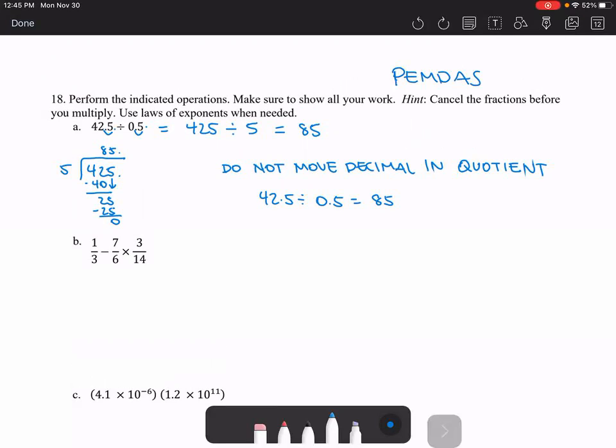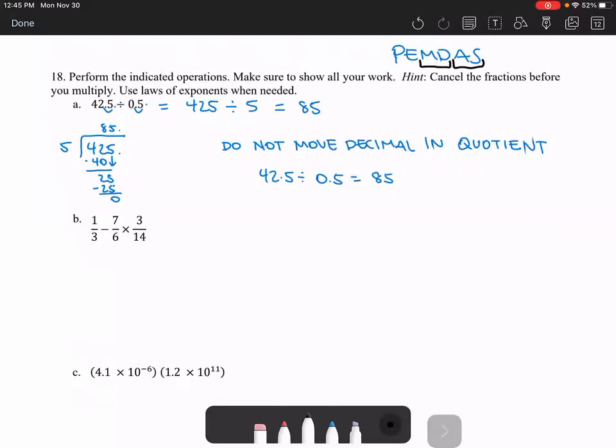So we're going to multiply and divide before we add and subtract. I think I may have said this in the last review session too, but it's just crazy to me that if you write it down, use it. It's there to help you. So we're going to multiply and divide before we add and subtract.